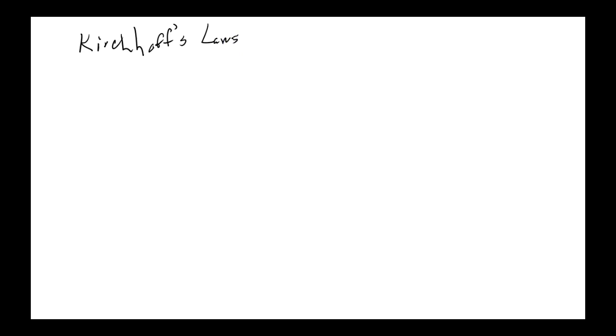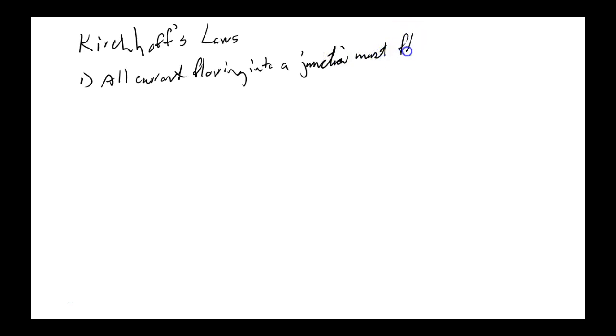First of these is what I've heard it called the junction law, and it has to do with current. Okay, all current flowing into a junction must flow out of it. Now, the second of these is often called the loop law.